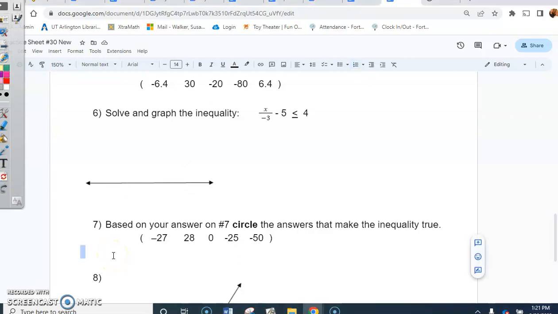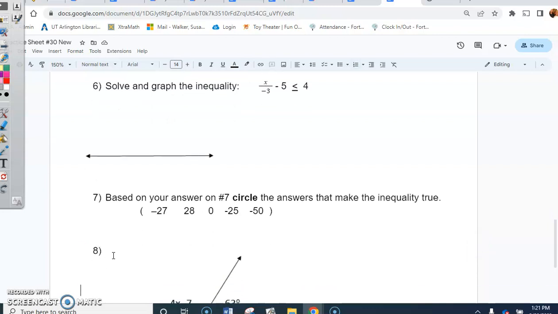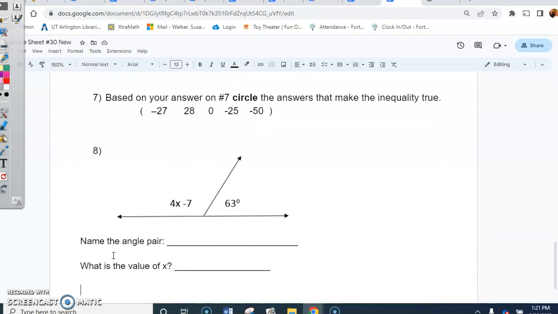Okay, number 8. You will need your notes for this. Based on your answer, oh, that one's for that one. On this one, this picture, what is the name of the angle pair? And you're going to solve for x. So, what do you notice? This is straight for what? Look in your notes. And also remember, straight makes what number? 180. Okay?